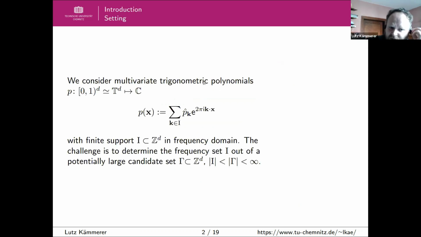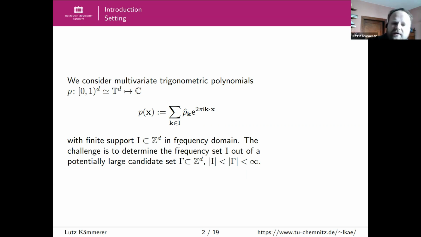So we have such a multivariate trigonometric polynomial, right? We have frequencies, these are these k's, in a frequency index set I, and we have the corresponding Fourier coefficients. And the question is, how to get the Fourier coefficients? That's the usual question. But a much bigger challenge is how to find this index set. If you do not know this index set, and you can just sample this function, you would like to get out of the samples what the right index set is.